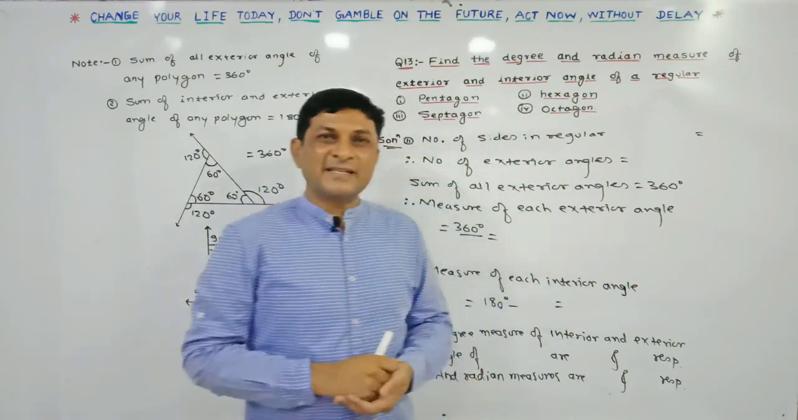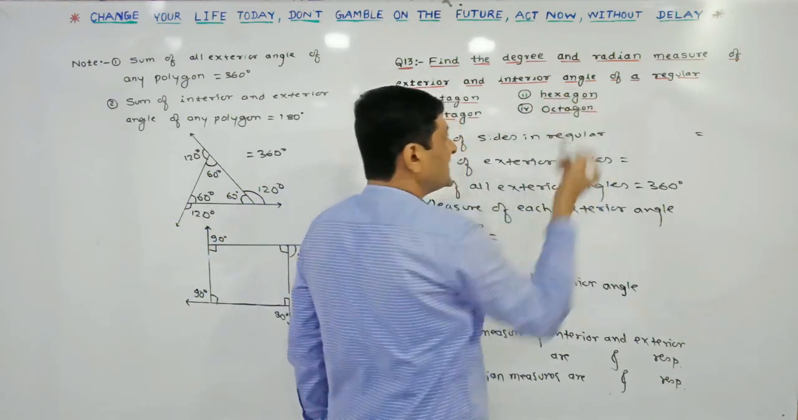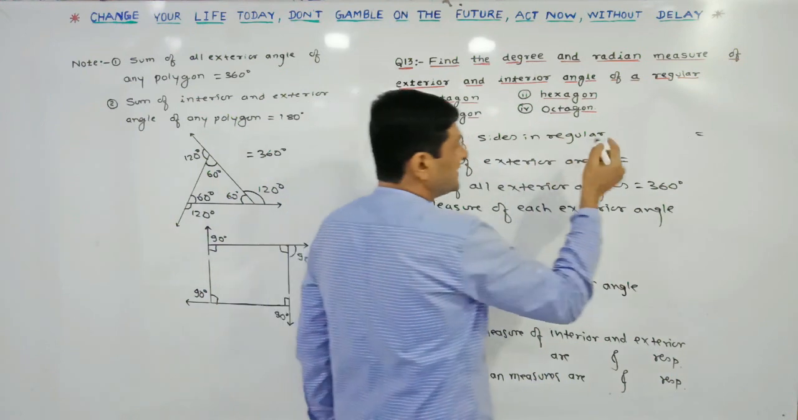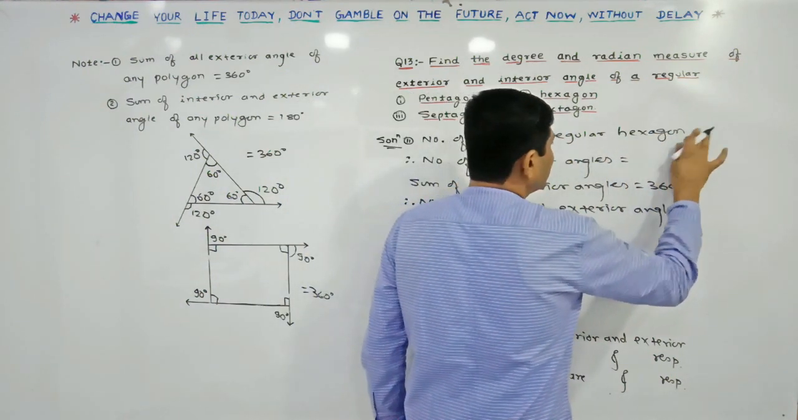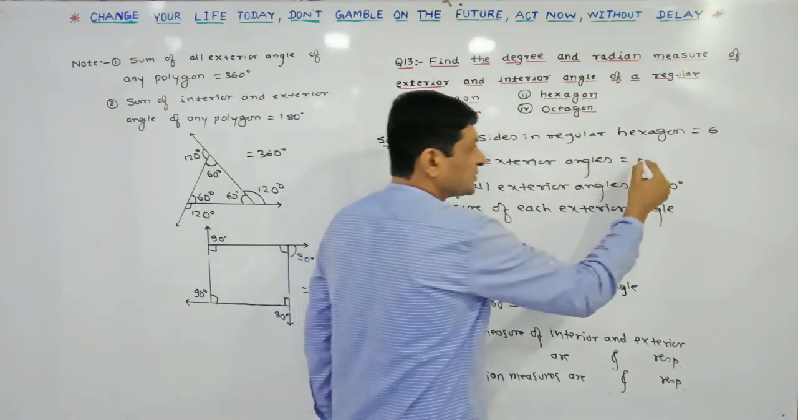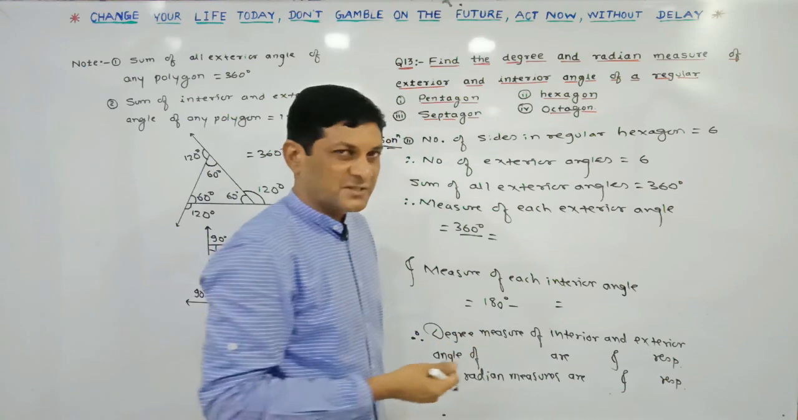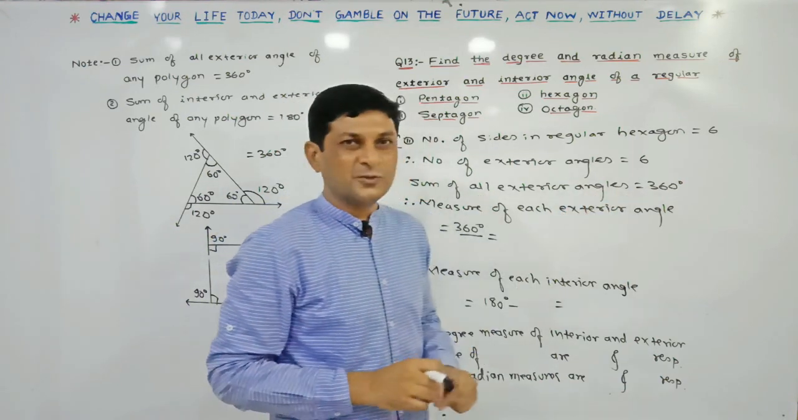Now see the second example. In the second example, the given polygon is hexagon. So number of sides in a regular hexagon: how many sides are there in a regular hexagon? 6. Therefore, number of exterior angles is also equal to what? 6. And we know that for every polygon, the sum of all exterior angles is equal to 360.